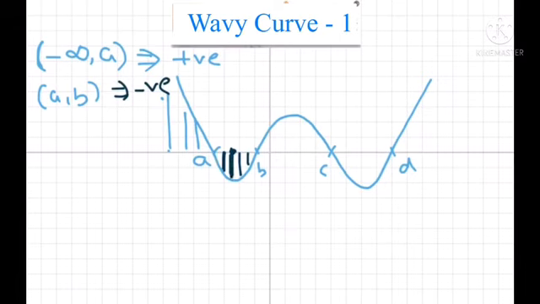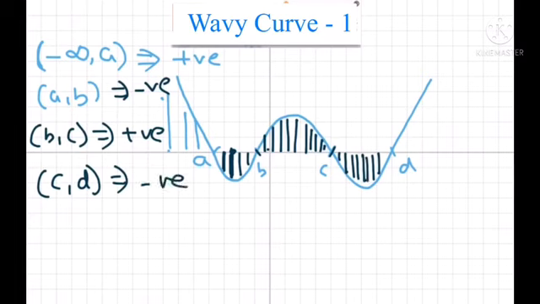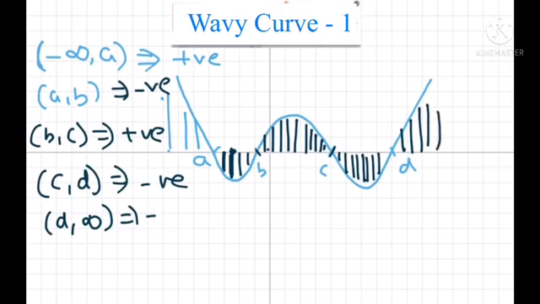Now you take any value of x between b to c, it is always positive. You take any value, it is always positive. You take any value of x between c to d, it is always negative. And you take any value of x between d to infinity, again it is always positive.